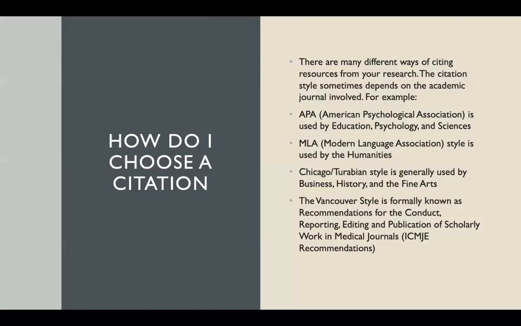So now, how do you choose a particular citation style? There are many different ways of citing resources from your research. The citation styles sometimes depend on the academic journal involved. So for example, APA is used mostly in psychological and sciences research papers. MLA is used in humanities subjects. Chicago is used basically in history and fine arts. The Vancouver style is used in scholarly and medical journals.